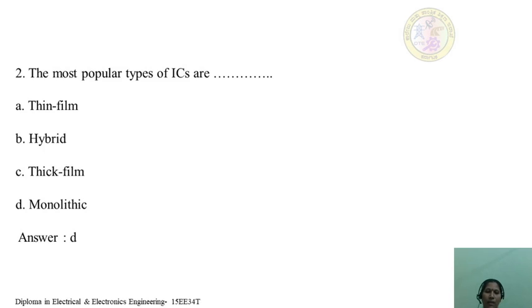The thin film means the IC uses the thin film for its construction. Hybrid refers to the use of two or more materials. The thick film refers to the very thick material for the construction of the IC. So the right answer for the popular types of ICs is option D, that is monolithic.